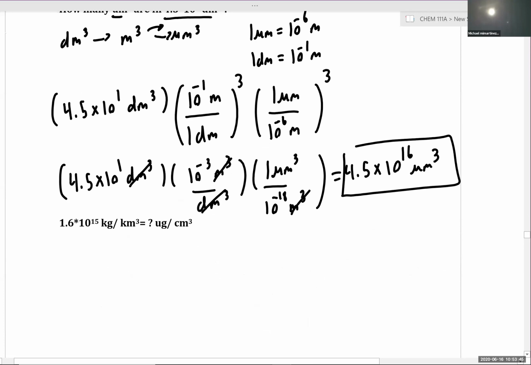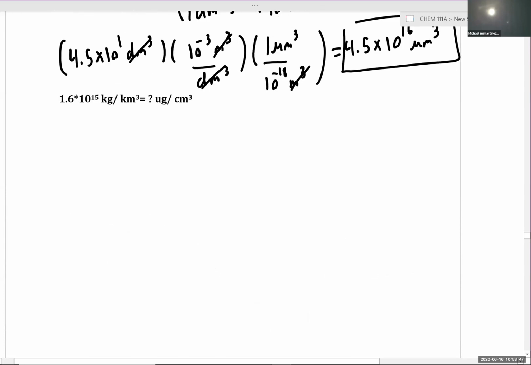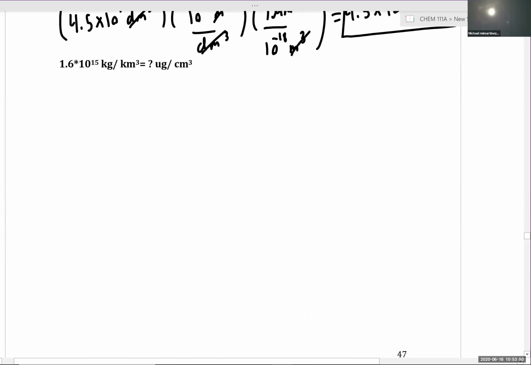So let's do another example. This time it's a mixture of all of the things that we've dealt with. We have a composite unit containing a cubic unit, but it's not like we can't handle that. So first I'm going to write out my units. So we have kilograms per kilometer cubed and micrograms per centimeter cubed is our final goal.